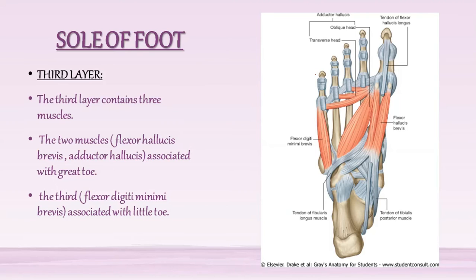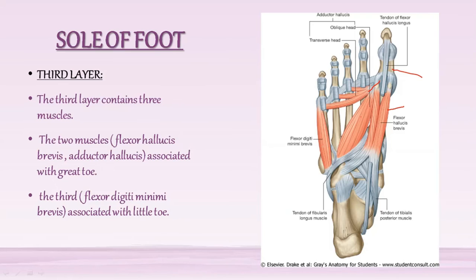Now come to the third layer. The third layer contains 3 muscles. The 2 muscles, that is flexor hallucis brevis and adductor hallucis, are associated with the great toe. Look at the picture. This is the first muscle, flexor hallucis brevis. It is associated with this great toe. The second is adductor hallucis. This is adductor hallucis, which is again associated with the great toe. The third is flexor digiti minimi, which is associated with the little toe.